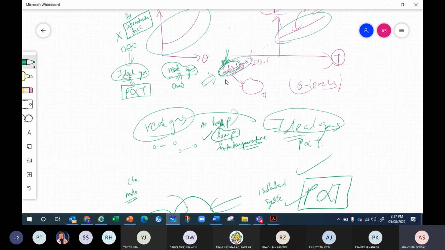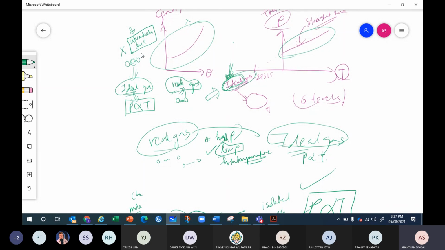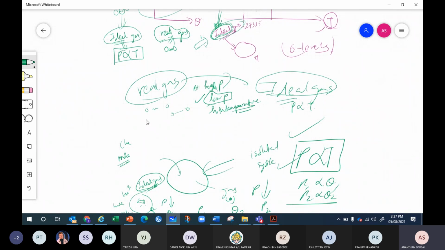But now we have a problem. There is no such thing as an ideal gas in this world. You only have real gas. So how do you make a real gas behave ideally? Recall what you learned in O levels. A real gas can only act ideally when it never experiences intermolecular force. How do we make the real gas not experience intermolecular force? It happens when the particles are further apart, at low pressure and high temperature.